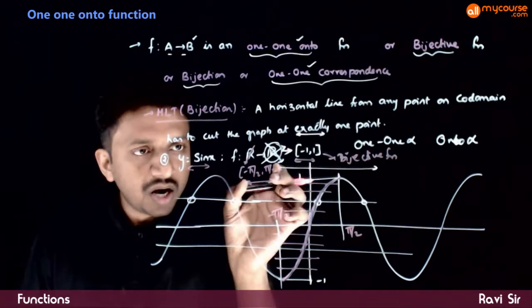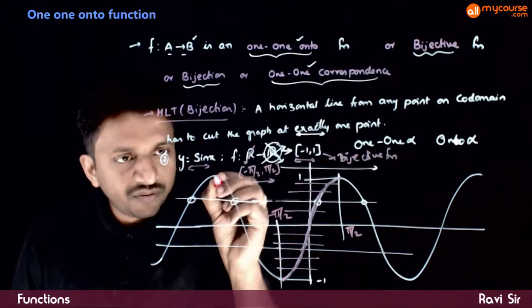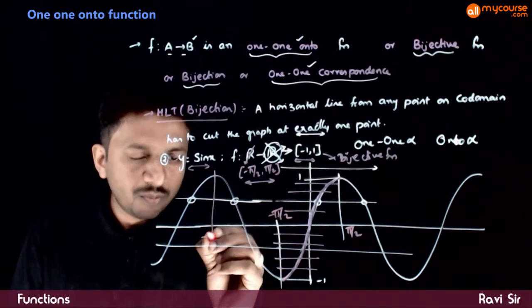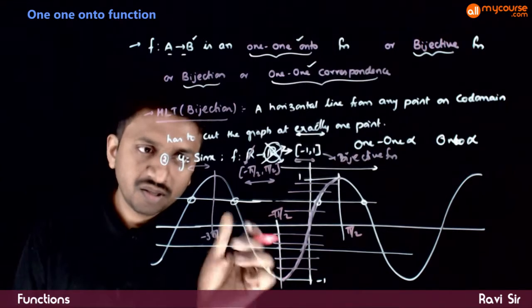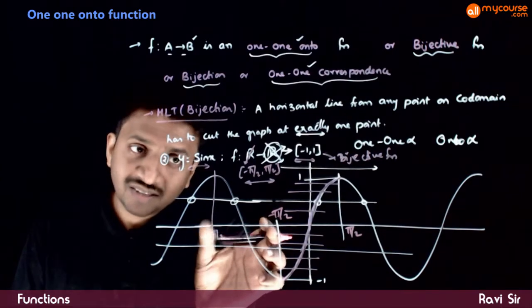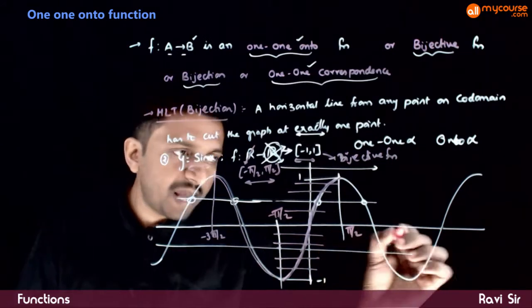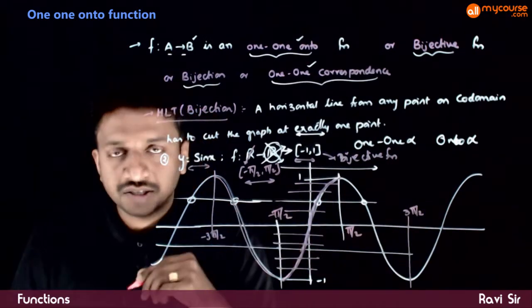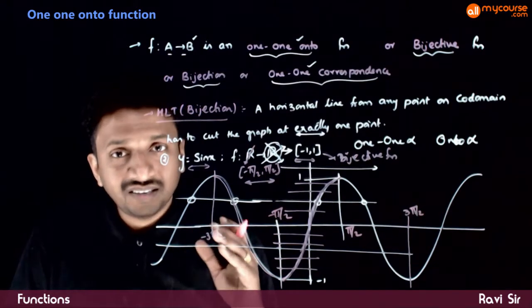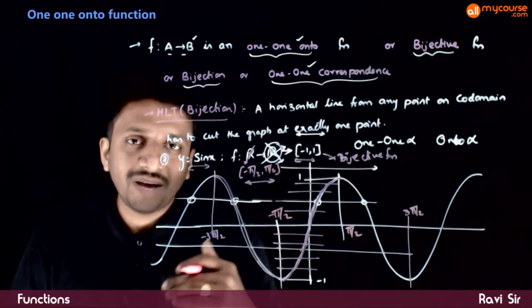Again, it is not necessary that you have to do only this restriction. Even if you restrict the domain to -3π/2 to -π/2, then also it is a bijective function. π/2 to 3π/2, it is also a bijective function. So you can have different restrictions to make a function into a bijective function.